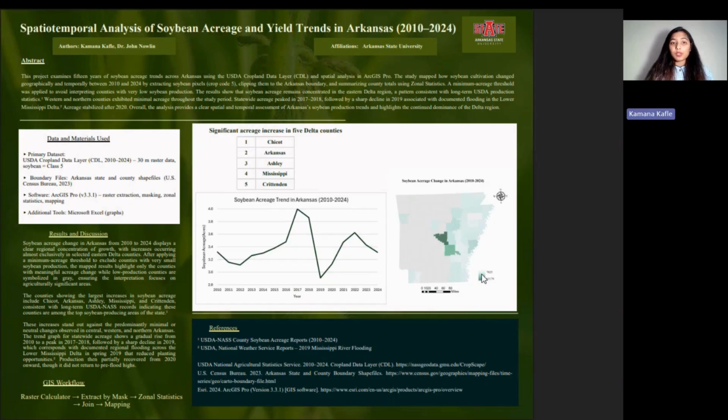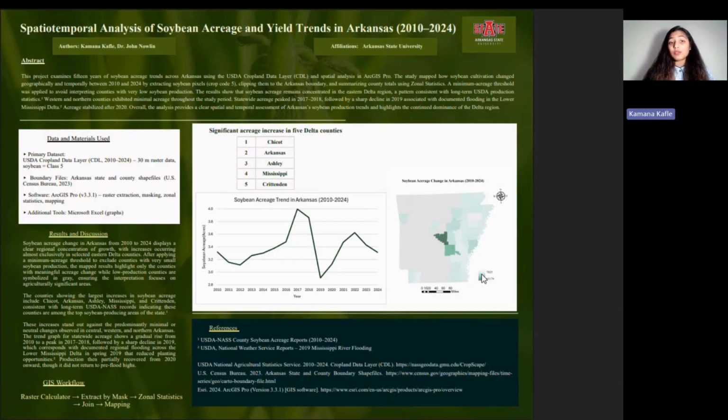Soybeans are one of the most important agricultural commodities in Arkansas, which is also ranked in the top 10 for commodities. The production pattern changes from year to year based on weather, market conditions, and regional differences. My goal in this project was to use GIS to analyze how soybean acreage had changed over the last 15 years and to identify which counties experienced the most meaningful change.